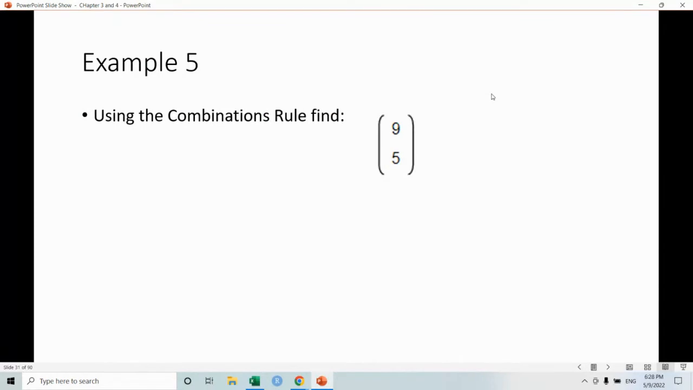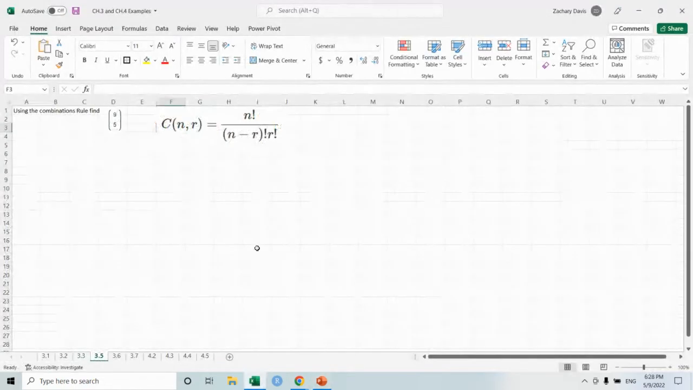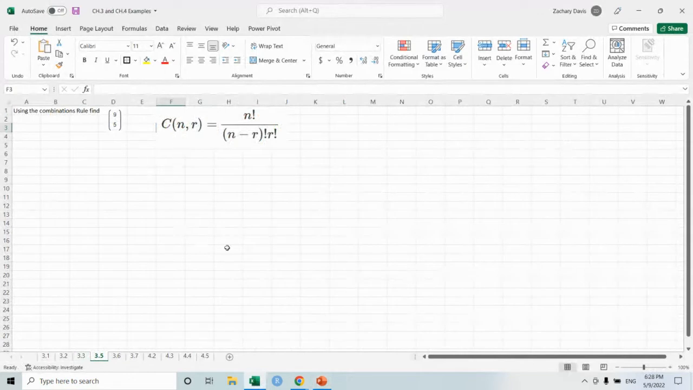Example 5 uses the combinations rule. So we'll talk a little bit about that. If you see this kind of funny setup where it almost looks like a fraction, but it's missing the little division bar, the combinations rule comes with a particular special formula. So this basically says you have a sample size of 9 with 5 combinations. So C, we're looking for combinations of N, R.